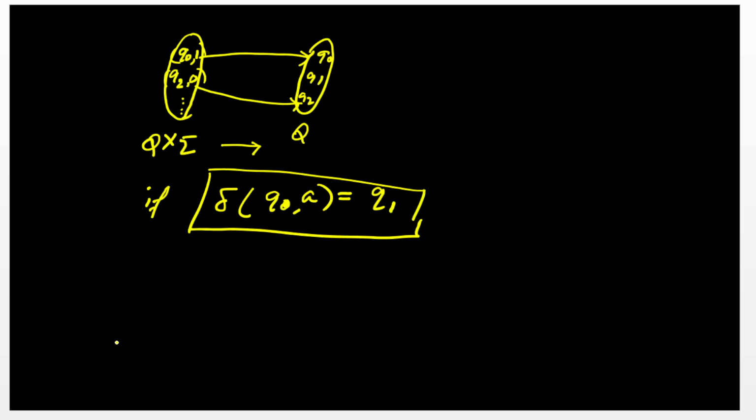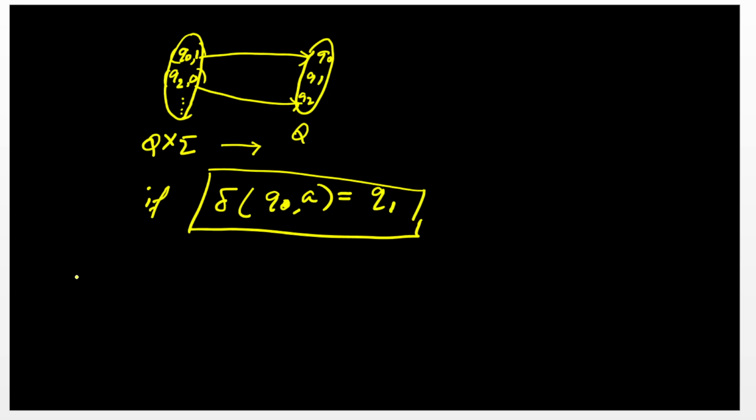Now, to visualize and to represent the finite automata, we use these transition graphs. And in a transition graph, a vertex basically represents the state and an edge basically represents a transition.